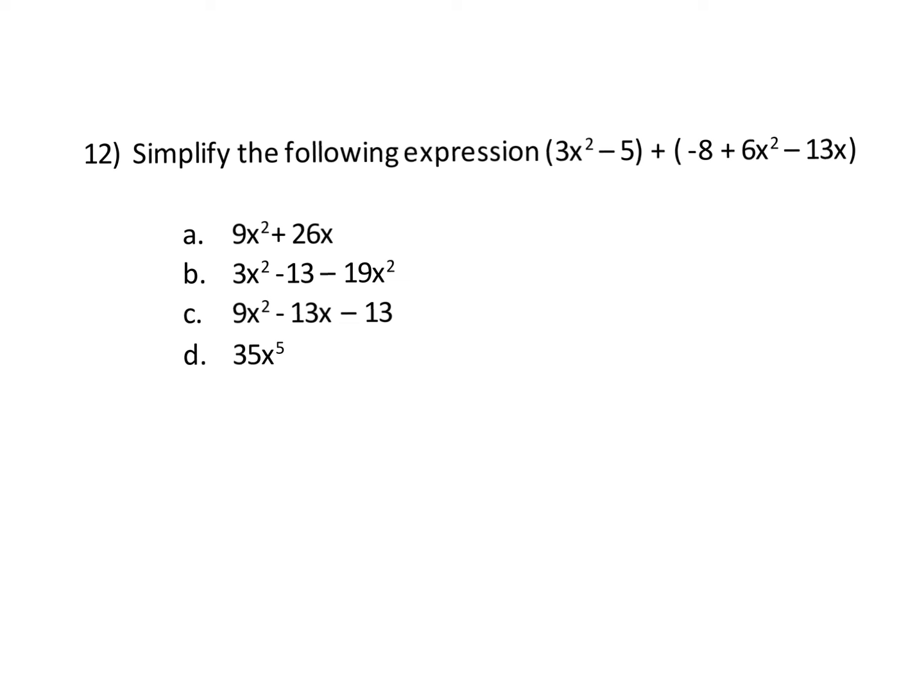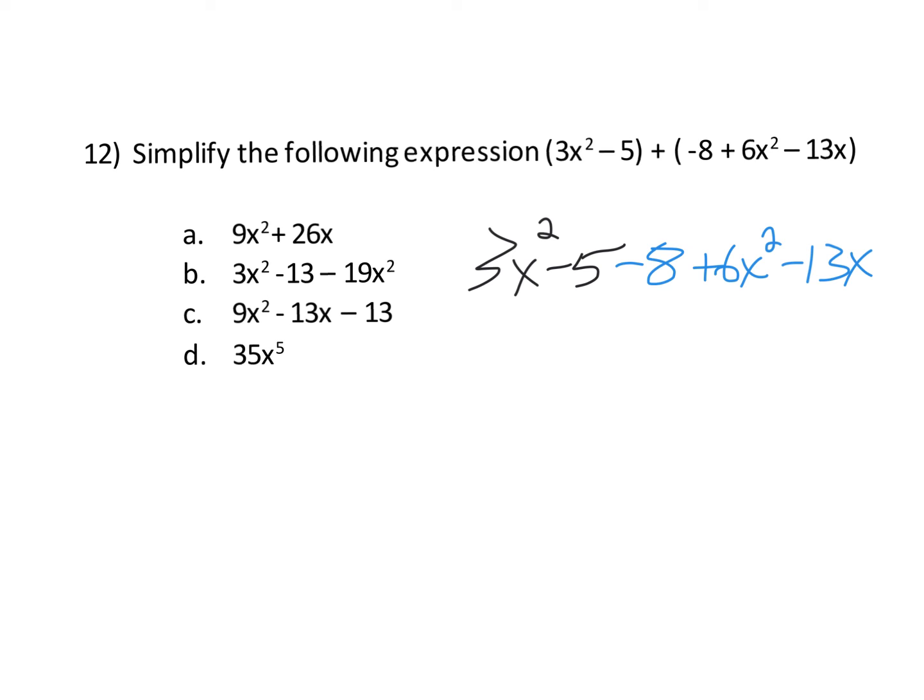Okay, so I'm just going to first of all rewrite it where I don't have the parentheses, and we are adding these terms. So it's not going to change anything inside the parentheses, but I am going to rewrite it. So we have 3x squared minus 5, and then plus negative 8 just means minus 8. And then plus 6x squared, and then plus negative 13x, that's just saying minus 13x, so minus 13x.